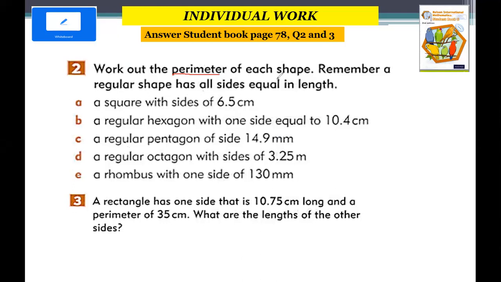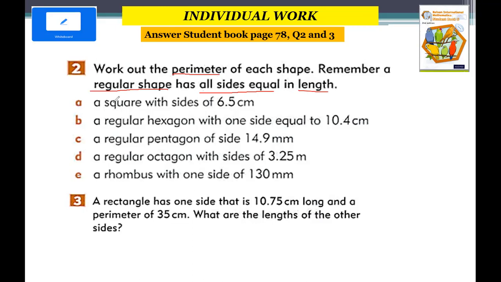So work out the perimeter of its shape. Remember, they are all regular shapes. That means if they are regular shapes, all the sides are equal in length. So a square with side 6.5 centimeters. This is very easy.